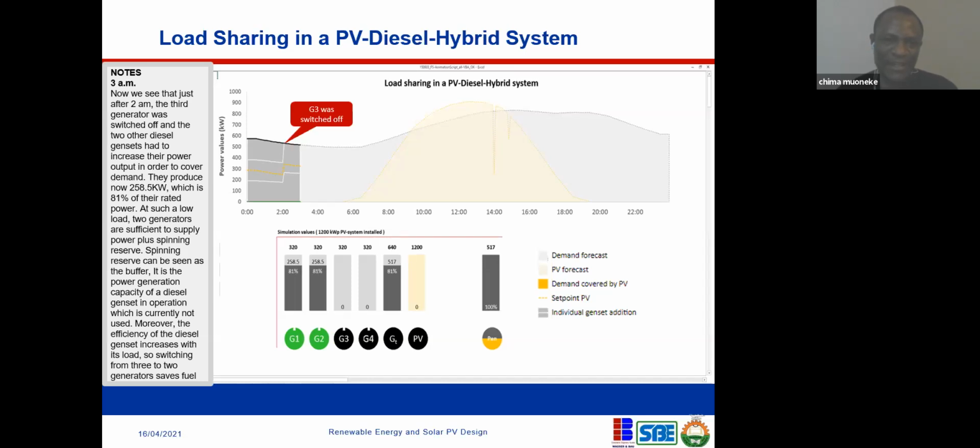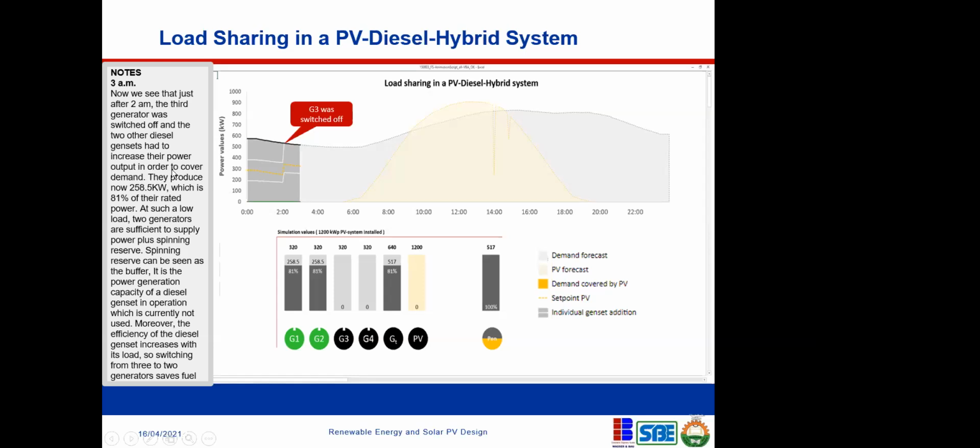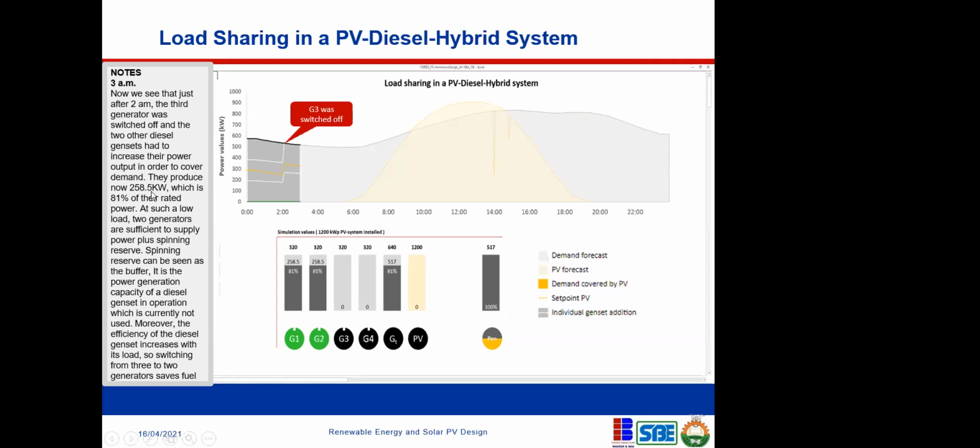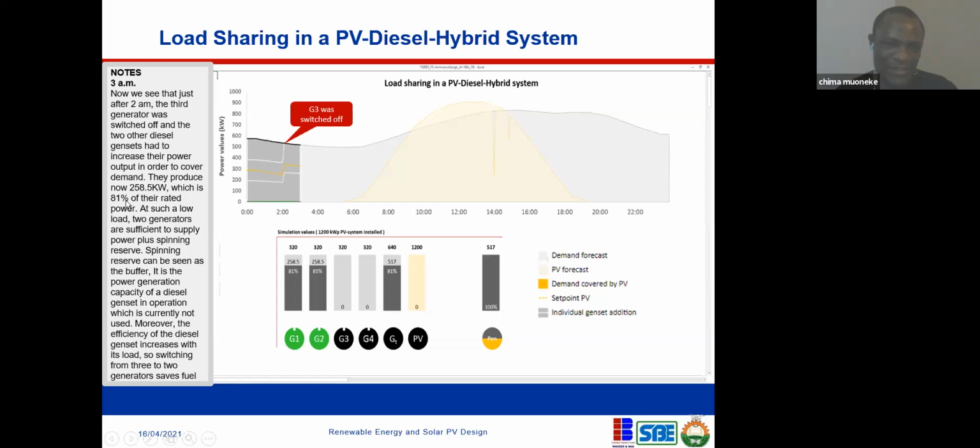So now it is 3 a.m. Now we see that just after 2 a.m., the third generator was switched off, and the two other diesel generators had to increase their power output in order to cover demand. Now, at this time, what is the demand? They produce now 258.5 kilowatts, which is 81.